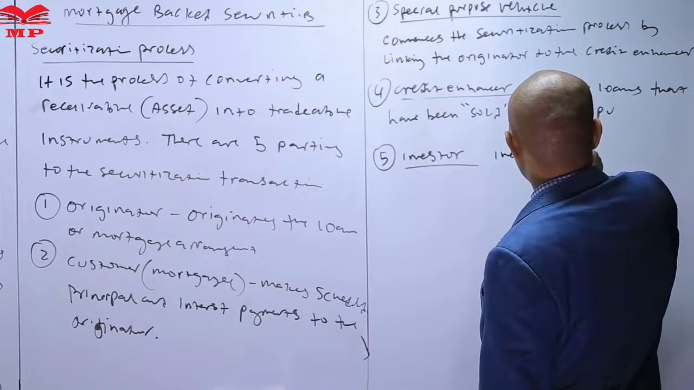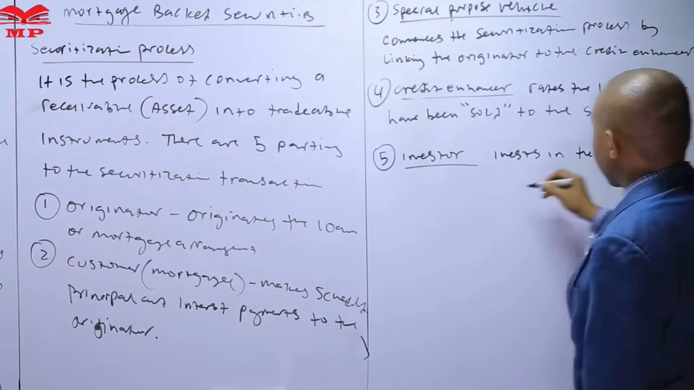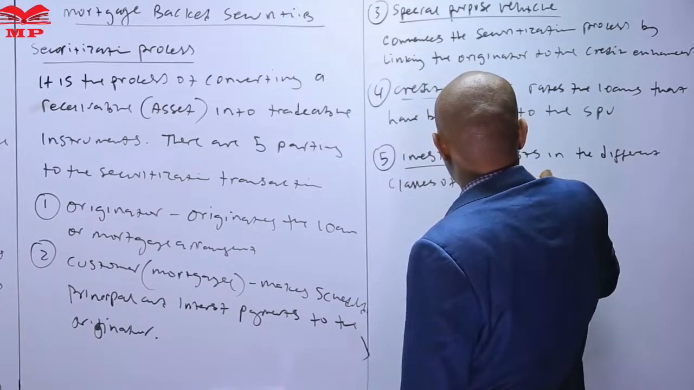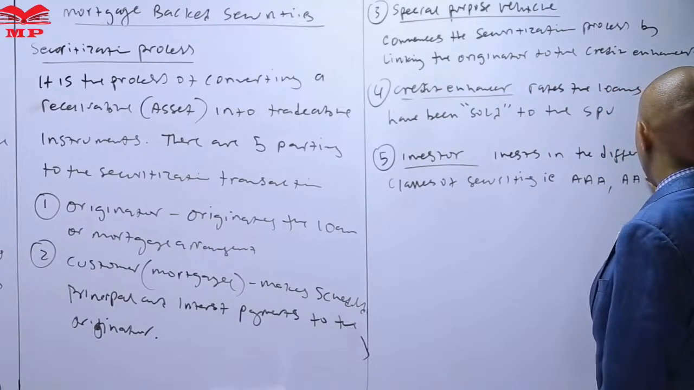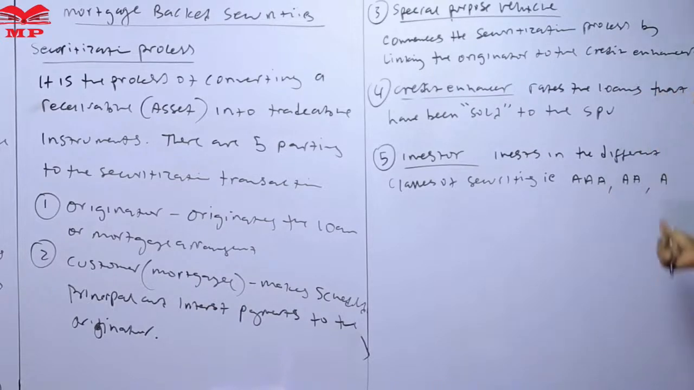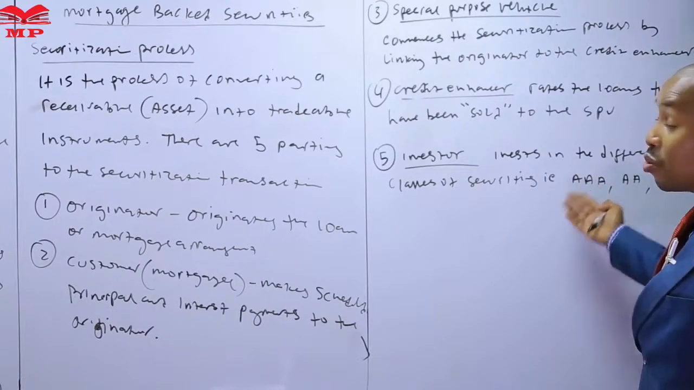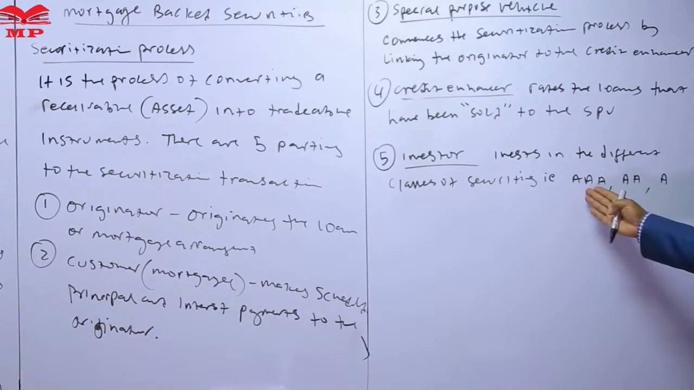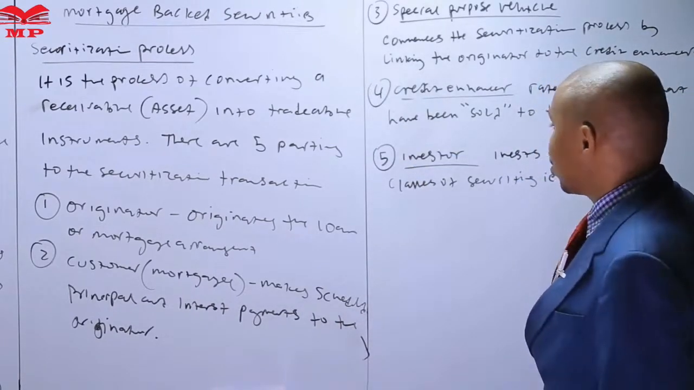Invests in the different classes of securities, i.e. AAA, AA. I said A represents a lower rating as compared to AA, and AA represents a lower rating compared to AAA. This is a superior bond, a bond which has got high yields or high returns. This is an instrument that high net worth investors and institutional investors actually consider going for. So those are the parties to the securitization process.